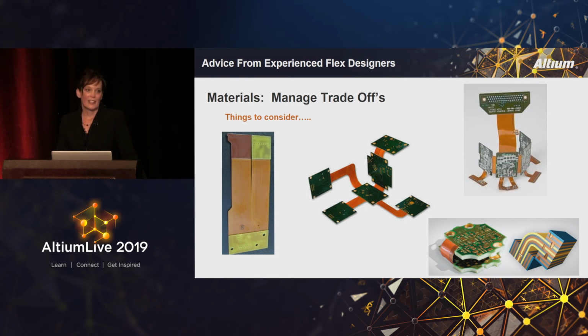And then flex with stiffeners or rigid flex. When do you transition? It's typically going to be when the component density gets to be too great for the flex material, or if you need very dense components on both sides of that, go ahead and use a rigid flex.